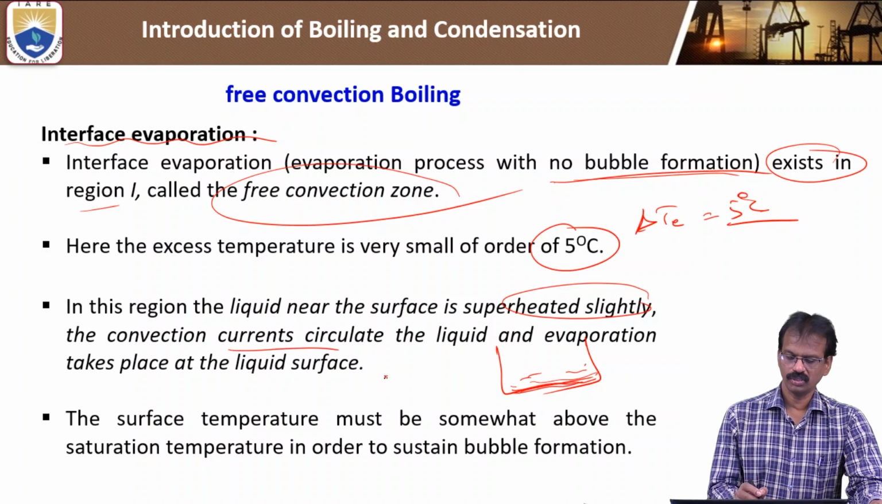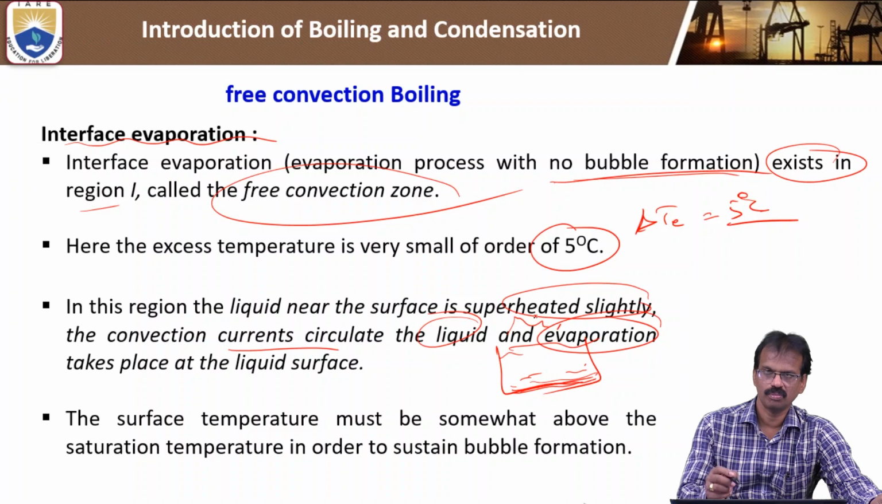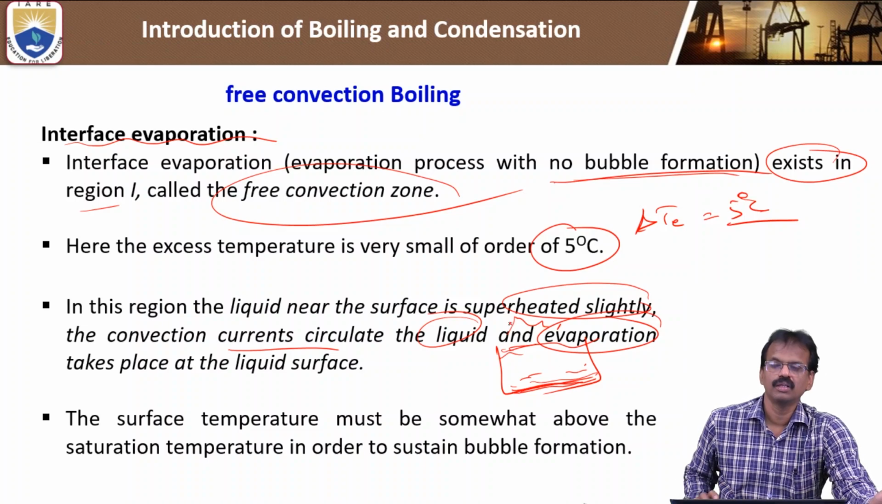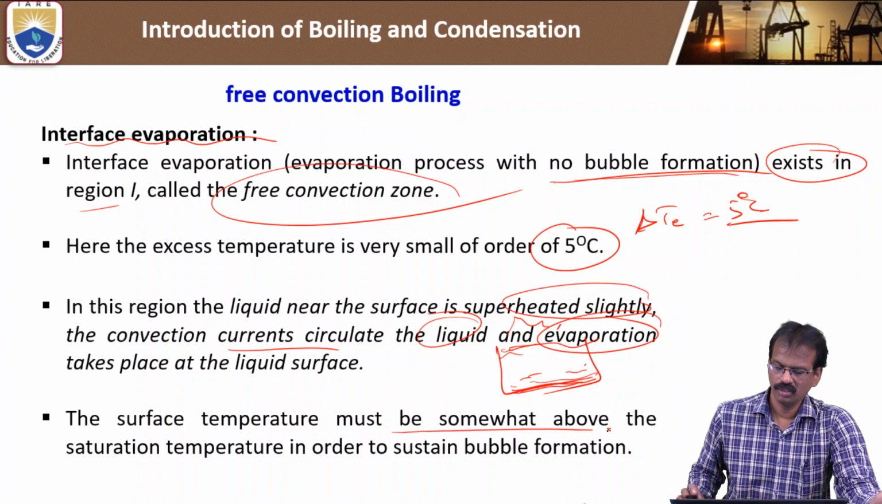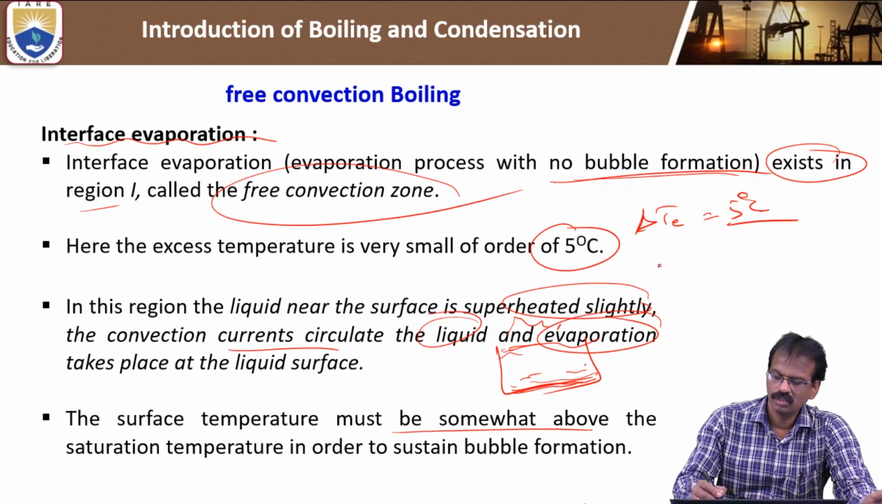So the convection currents circulate the liquid and evaporation takes place at the top liquid surface. Due to this convection, less dense particles move upward. Those particles are converted into vapors. Evaporation takes place at the surface. The surface temperature must be somewhat above the saturation temperature. That is the condition: the surface temperature Ts should be greater than T saturation.